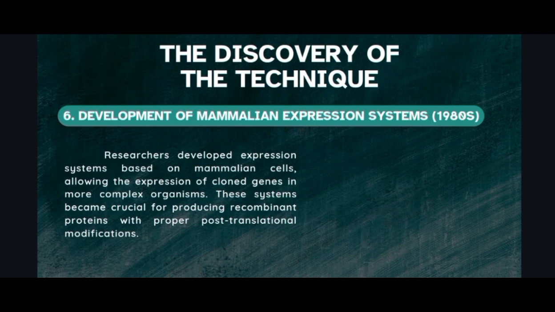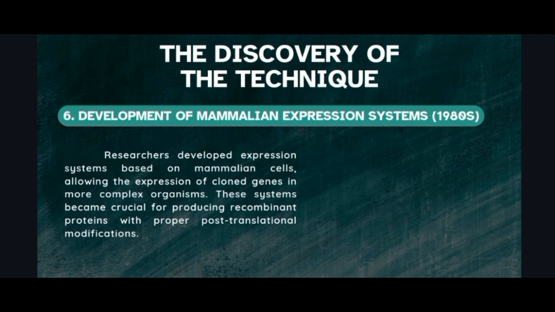So, once the vector is introduced into mammalian cells, the cells begin to produce the protein. Because mammalian cells are good at modifying proteins, the resulting protein is correctly modified. So, this protein can be used as a drug to treat the disease. As you can see, the mammalian expression system made it easier to produce proteins with the correct modifications.